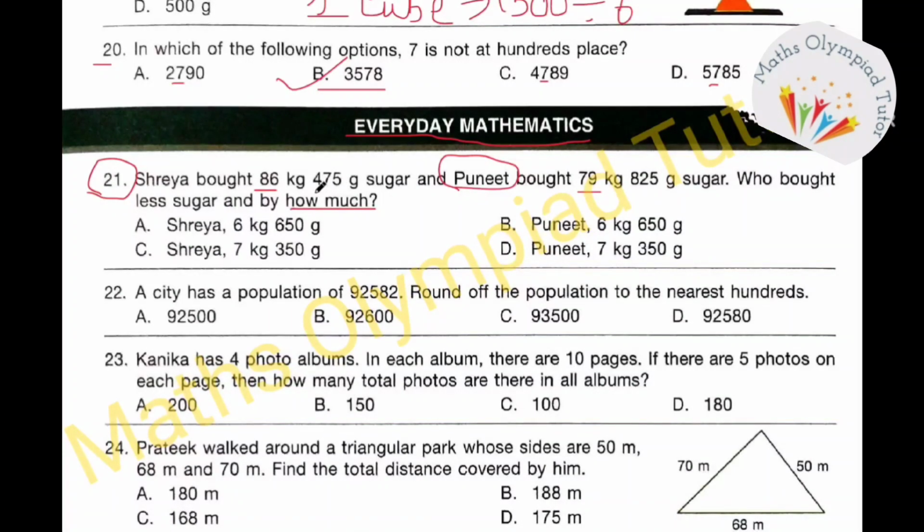The simpler way to do this question is to convert the complete quantity into gram. Similarly here we'll change this whole into gram and then we'll subtract. So this will become 86,475 gram when we are converting the whole quantity into gram, because 1 kg is equal to 1000 gram. Similarly here it will become 79,825 gram. We'll subtract the two quantities and get the answer as 6,650, which is 6 kg 650 gram, which is option B. So we'll select this.